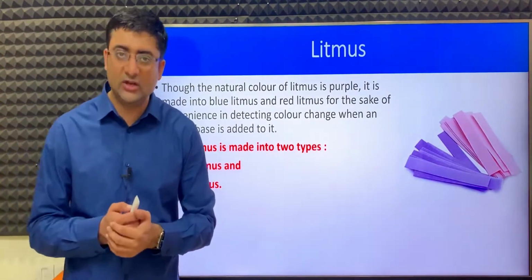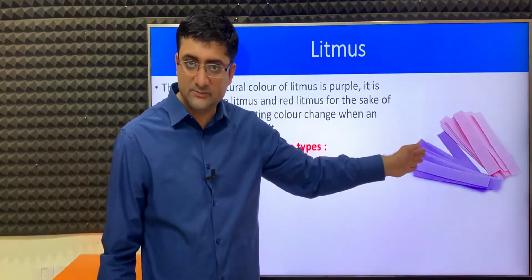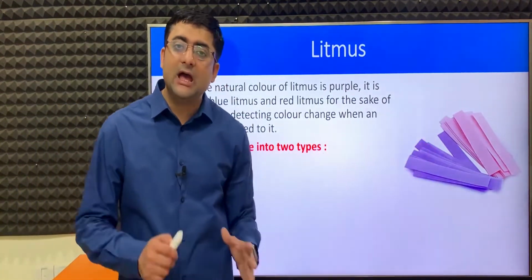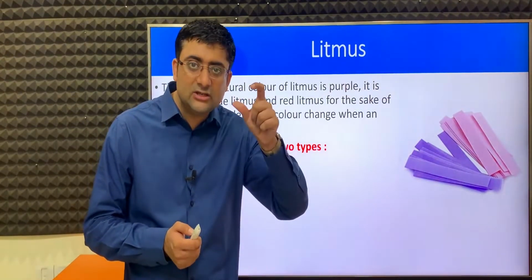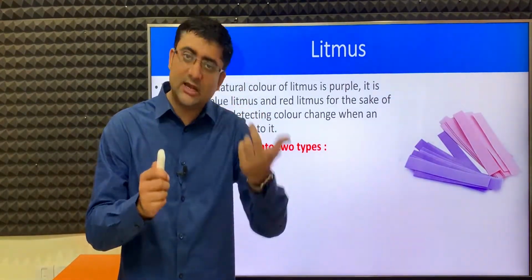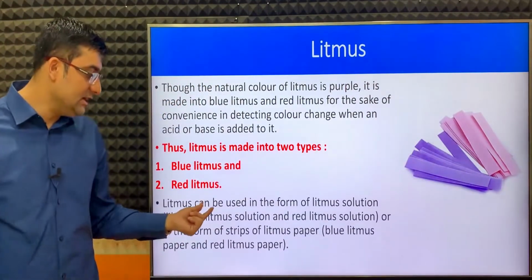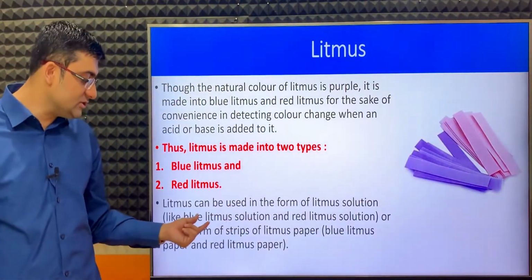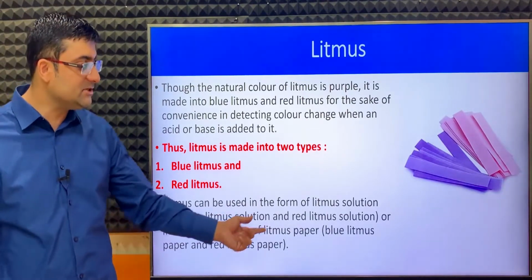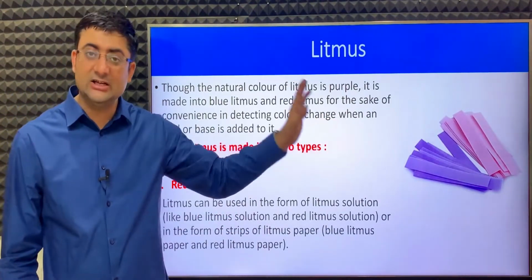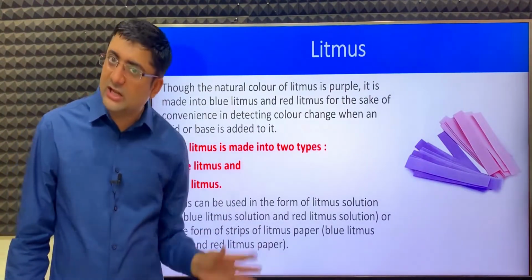So guys, there are two ways you can use litmus. One is of course in the form of these papers, which you'll commonly see in your science lab. Another way by which you can use litmus is in the aqueous form. So we have a red litmus solution and a blue litmus solution. That is also how you can use litmus. So litmus can also be used in the form of litmus solution, blue litmus solution and red litmus solution, all in the form of strips of litmus paper, blue or red. Is this clear? So this is how we use litmus.